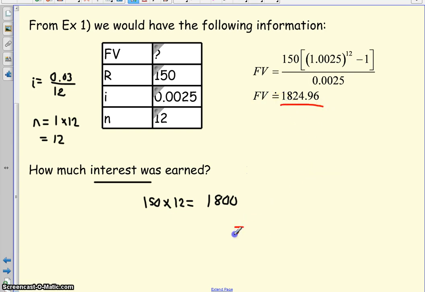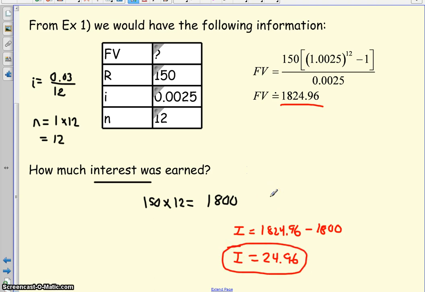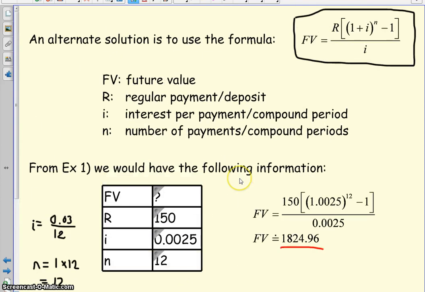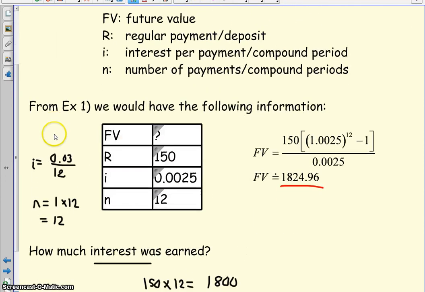So his interest earned is going to be $1,824.96 minus the amount of money he put in, which again was the $150 each month for a year, which gives you $24.96. So not lots of interest, but again, we're only looking at something over 1 year. If this was an education fund that would grow over 15, 20 years or so, I'll let you try that on your own. You could see it would grow much, much faster. But again, in practice, when you're dealing with annuities, we have this nice little formula that will help us solve for the future value.